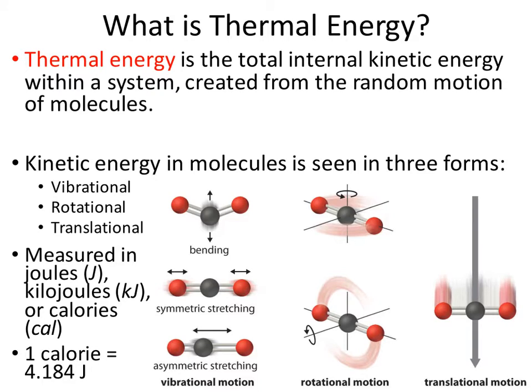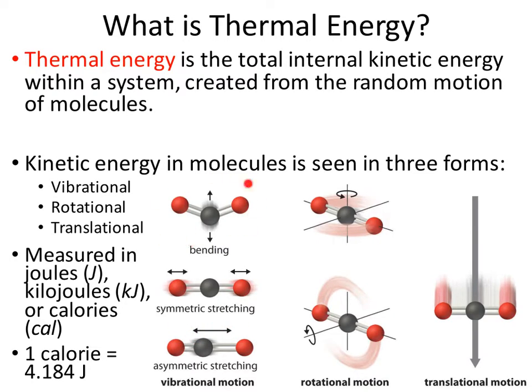So you can see there's a few different examples here of how these molecules can be undergoing some kind of motion. So when we look at, for example, just the molecule itself, these bonds could be going through bending or some kind of stretching, either symmetric or asymmetric stretching. This is called vibrational motion. So the molecule is vibrating back and forth, up and down, whatnot.